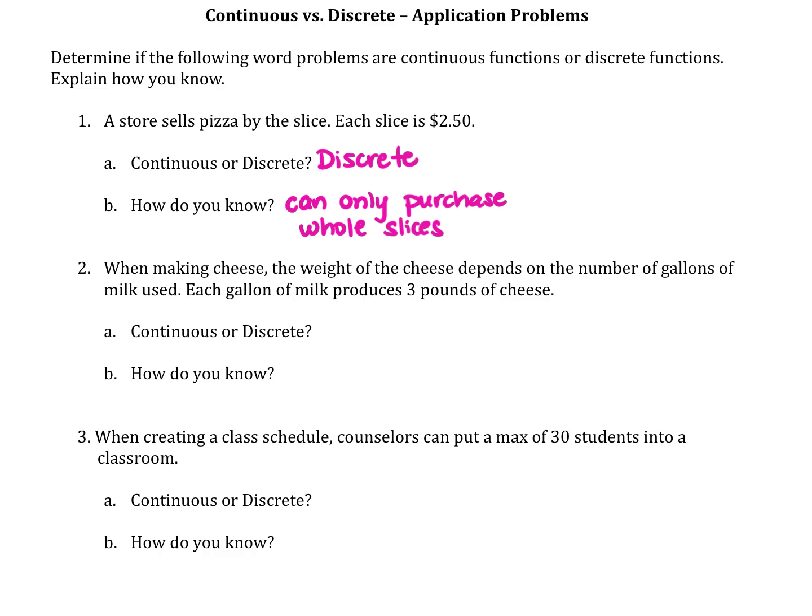Number 2, when making cheese, the weight of the cheese depends on the number of gallons of milk used. Each gallon of milk produces 3 pounds of cheese. This one is continuous. The reason I know that it's continuous is because I can use any amount of milk that I want.